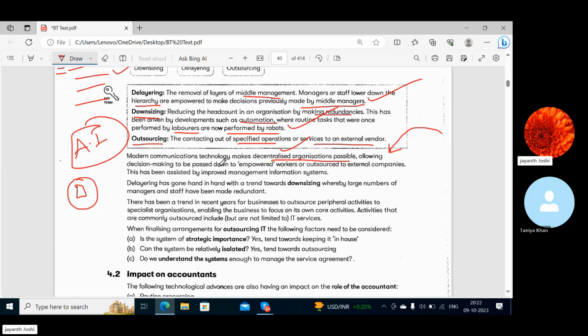Allowing decision making to be passed down to empowered workers. That means some power will be given to some workers or outsourced to external companies. This has been assisted by improved management information systems.